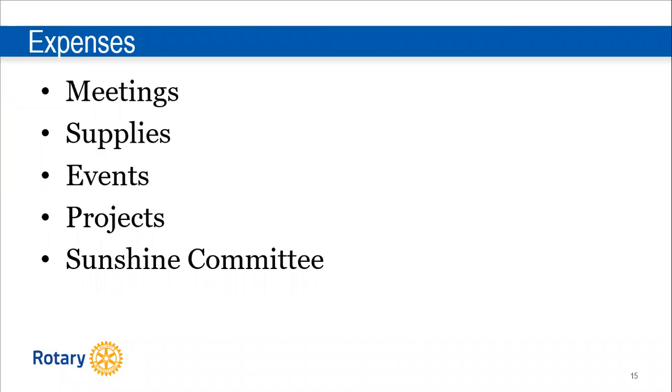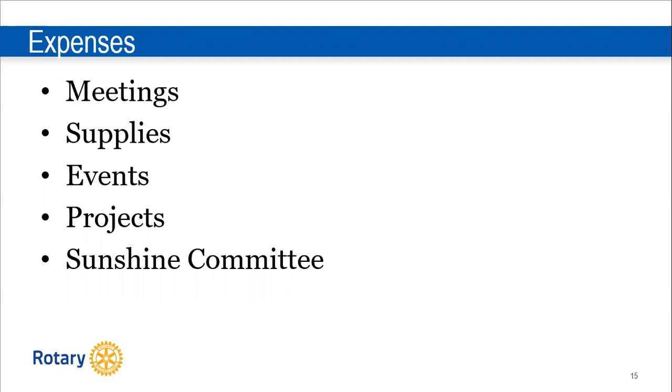Okay, expenses, you've got your meeting expenses, supplies, events, projects, and you have a sunshine committee now. The sunshine committee is one where maybe they buy some flower arrangement for someone who is having a baby or is in the hospital, is not feeling well, special occasions, key anniversaries maybe. So that's what the sunshine committee would do. Maybe you call it something else, but it's kind of a common thing to name it as the Sunshine Committee.